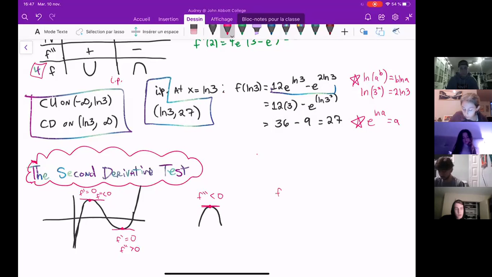What about if f double prime is greater than 0? So in other words, what I have is concave up. On that interval, if I have a critical value, is it a min or a max? Did I just draw a min or a max there? Min. Are you guys with me? Like, so basically what we're saying is that's a max, that's a min.